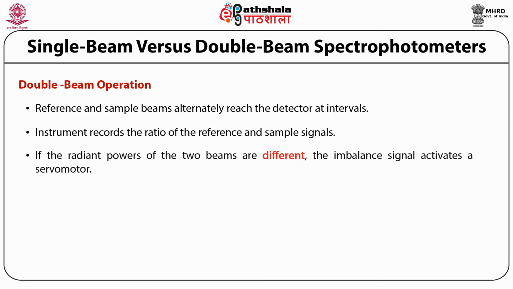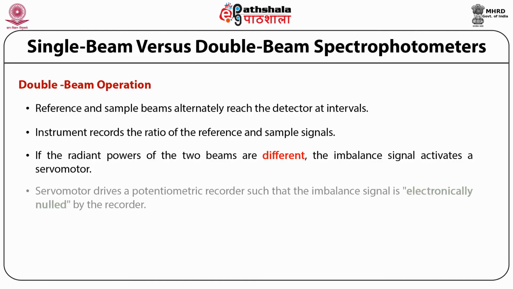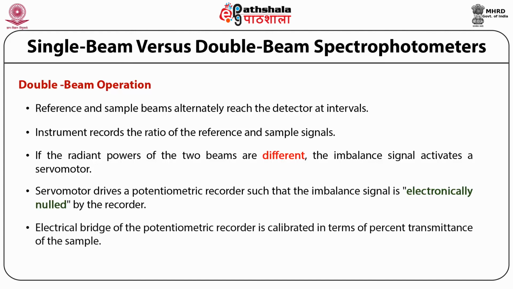If the radiant powers of the two beams are different, the imbalance signal activates a servometer which drives a potentiometric recorder such that the imbalance signal is electronically nulled by the recorder. The electrical bridge of the potentiometric recorder is calibrated in terms of percent transmittance of the sample, and thus the position of the bridge balance point is used to determine percent transmittance.